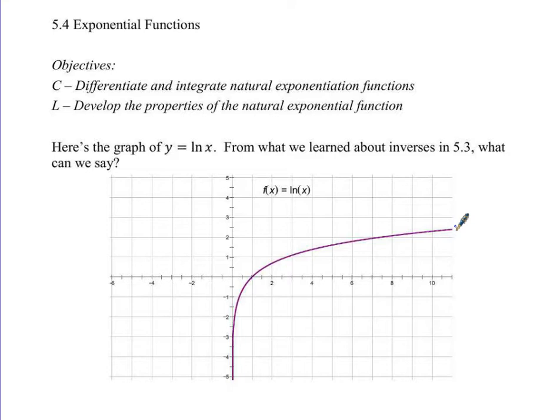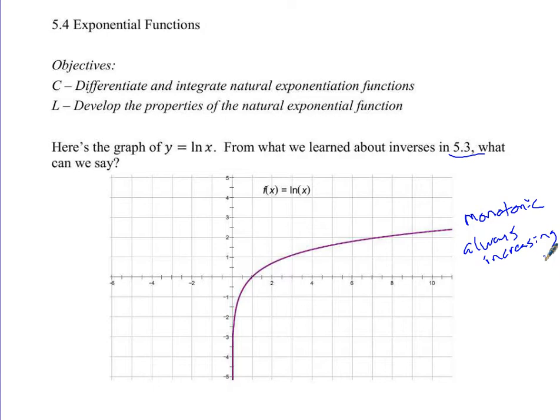From what we just learned about inverses, what can we say? From section 3, what can we say? Why can we say that there's an inverse? So our vocab word for that is, this thing is monotonic. It's always increasing. And because it's always increasing, and it is continuous, we can say that there is an inverse.